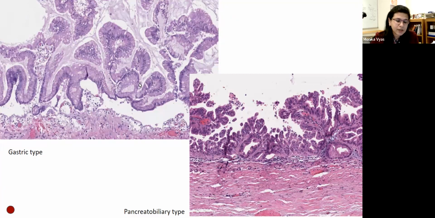Gastric type IPMNs can also be associated with invasive carcinomas, and usually the morphology of invasive carcinoma in those cases would be a tubular type carcinoma, kind of like your ductal adenocarcinoma. And on the bottom right, you can see an example of a pancreaticobiliary type IPMN. So you have papillary projections which are lined by this more high-grade looking epithelium. You have micropapillary tufts arising from this epithelium, and you do not see a clear mucin cap in these.